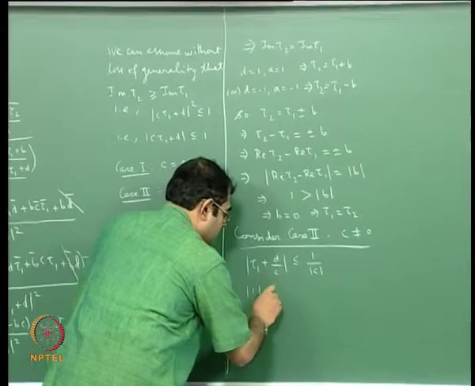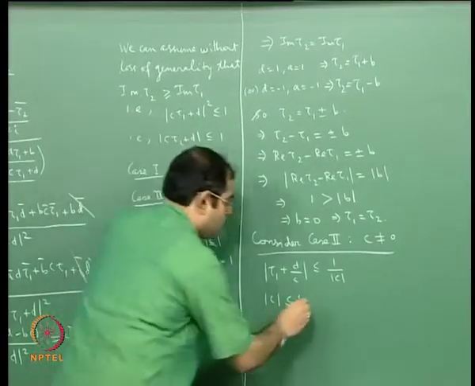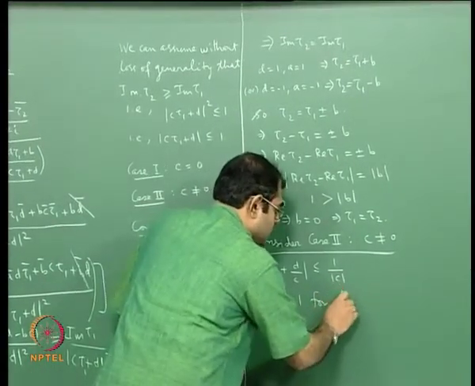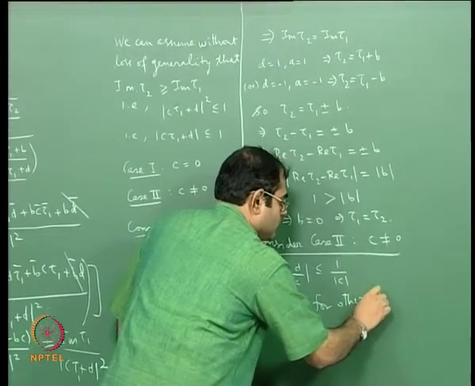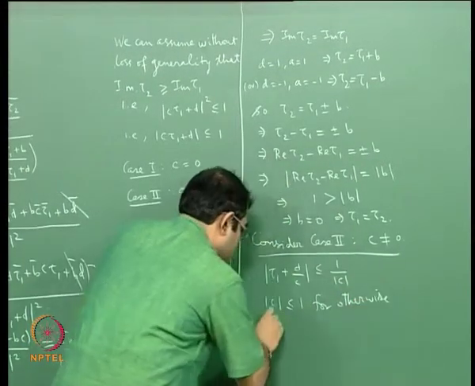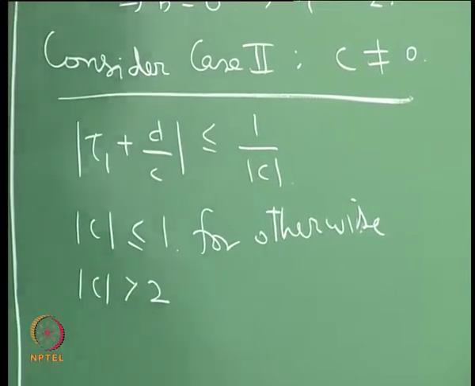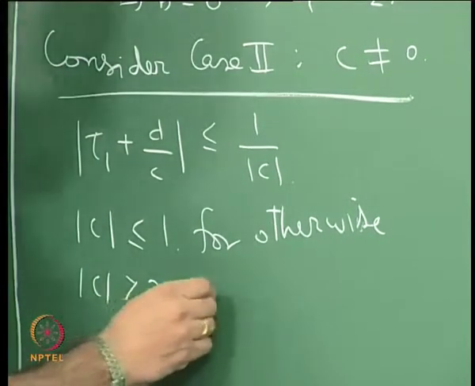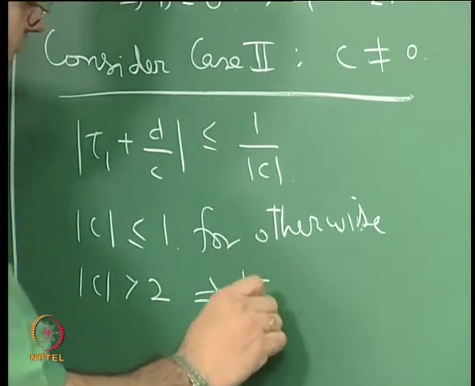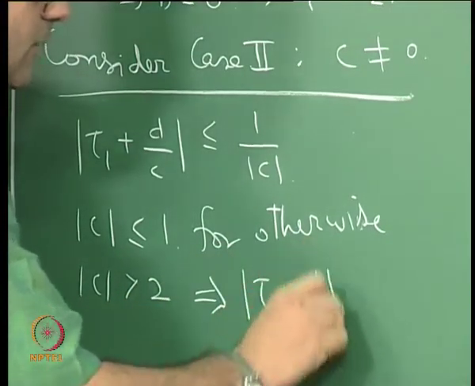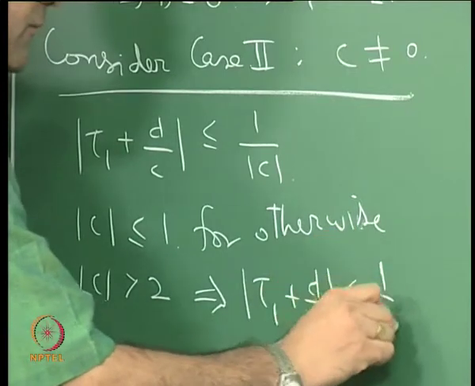mod c has to be less than or equal to 1, okay, for otherwise mod c is greater than 2, okay, will tell you that modulus of tau 1 plus d by c is strictly less than half, okay.